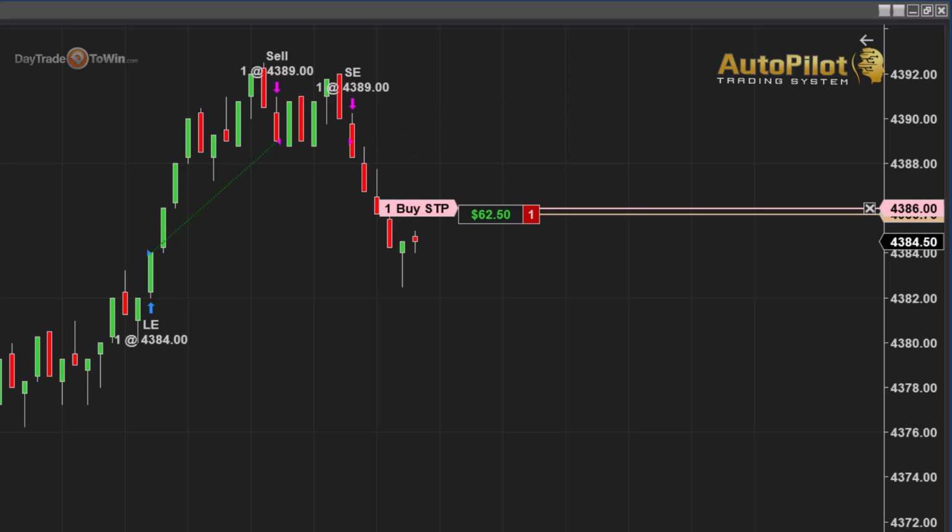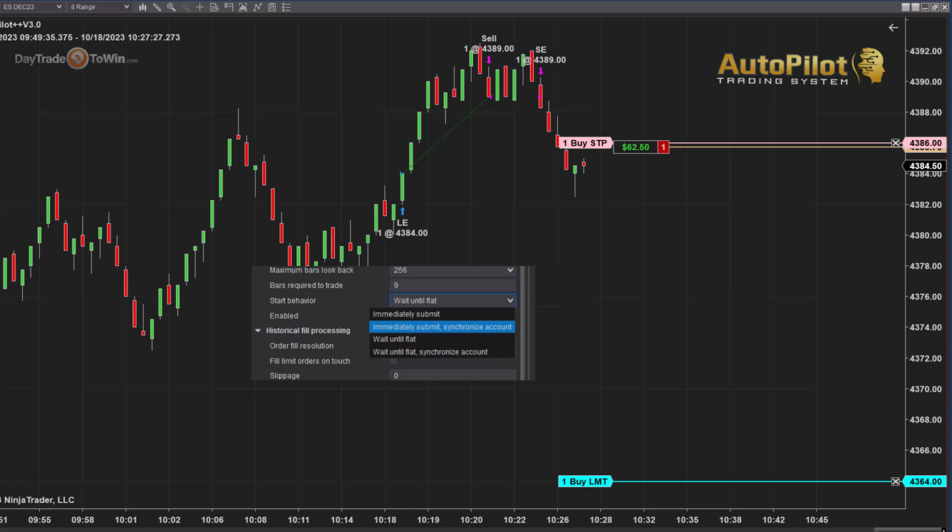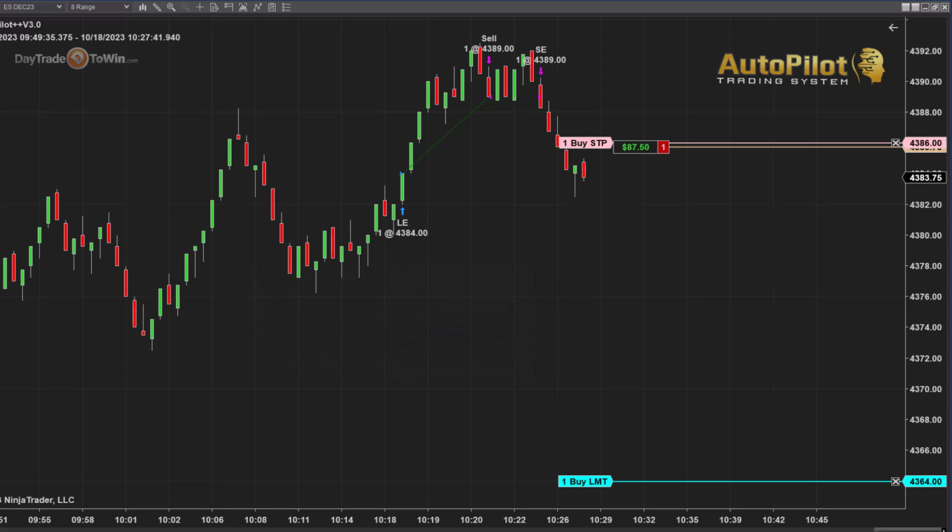Now because we started the system after that signal was produced, I'm entering into the trade where the system was already short previously, maybe 5 or 10 minutes ago. And so when you have this setting, immediately submit synchronize account, it's indicating, well, the system is already in a trade, in this case short, and you just want to enter short based on that current signal. Now we may enter at a worse price, we may enter at the same price or a better price, but in this example the market's already short, so we're just entering short because the system is already short. That's how that works.